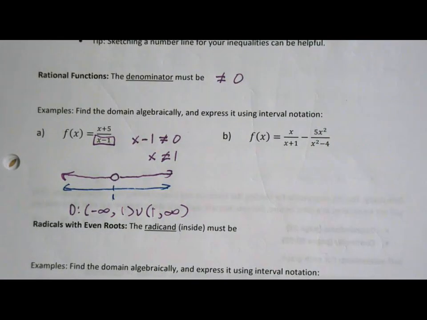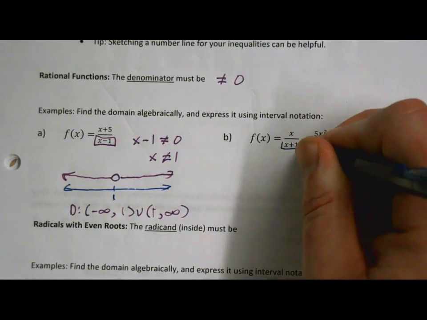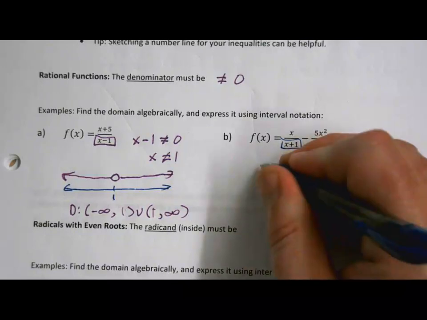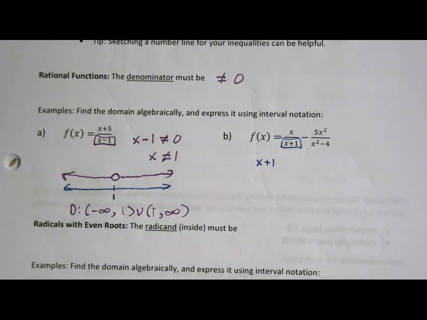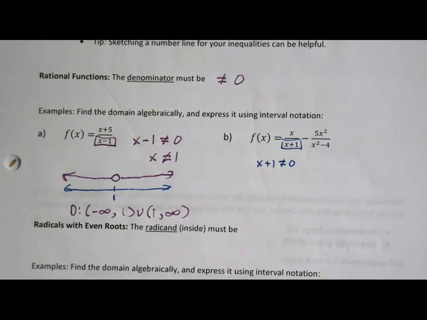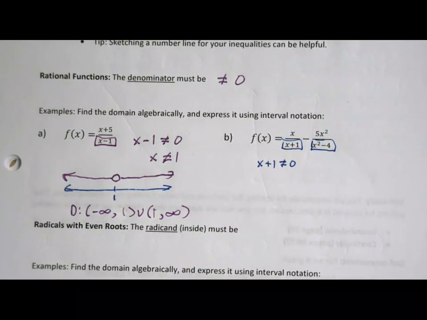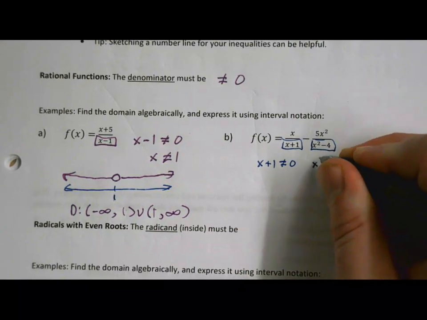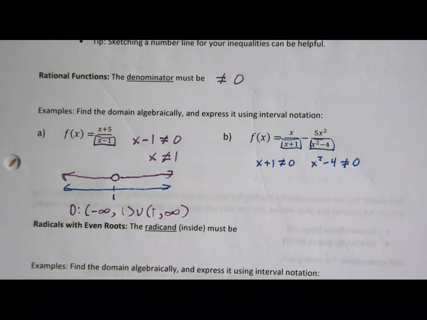This next function has 2 rational portions to it, so we're going to have a couple different restrictions. We're going to treat it the same way we did the last one, so we'll focus on them one piece at a time. I've got x plus 1 as a denominator. The rule for any denominator is that whatever that thing is that's in there must be not equal to 0. And we'll come back and solve that in a moment, but let's take care of the other rational portion as well. This one has a denominator of x squared minus 4. And again, that restriction for denominators is they must be not equal to 0.